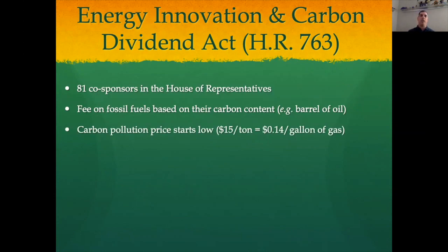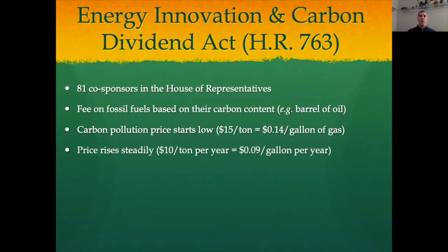With this legislation, the carbon pollution price starts low. It starts at $15 per ton of carbon dioxide, which, if you want to put it in terms of a gallon of gas, will raise the price of a gallon of gas by about 13 to 14 cents. So that's a relatively small increase. Gasoline prices already fluctuate more than that, so you won't notice that too much. So it starts gently, but then the price rises steadily over time, $10 per ton per year, which is about 9 cents per gallon of gasoline per year. So you see the price of gasoline going up, and you know it's going to keep going up in the future. And that's going to incentivize people to change their behavior accordingly: drive less, buy a more fuel efficient car, maybe buy an electric car, for example.